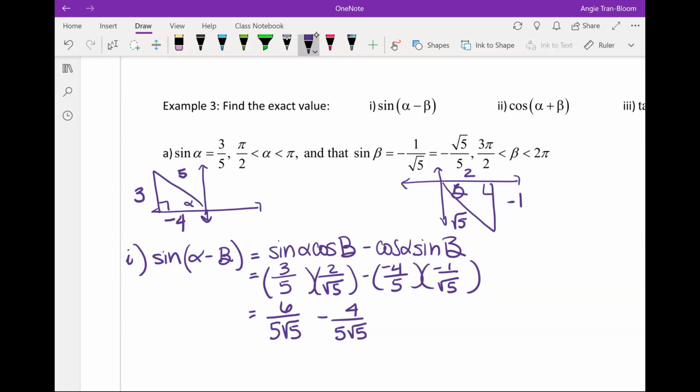Do you want to rationalize first and then combine, or combine then rationalize? Combine? Okay, so that's 2 over 5 root 5. We are going to rationalize this by multiplying the top and bottom by root 5. Final answer is 2 root 5 all over 25. Box that up.